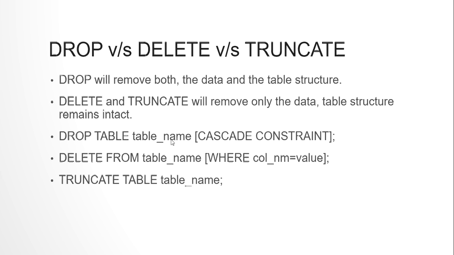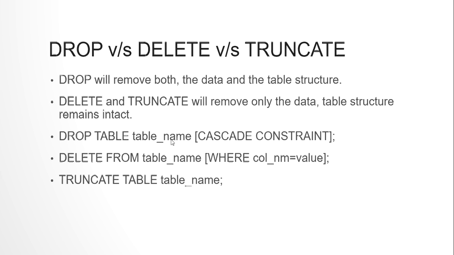Now, the delete and truncate statements are quite similar. They both will just remove the data from the table. The table structures would remain intact. So, the difference between delete and truncate is that a delete is a DML statement, so it can be rolled back, whereas a truncate is a DDL statement, it's an auto commit. So these are the basic differences.